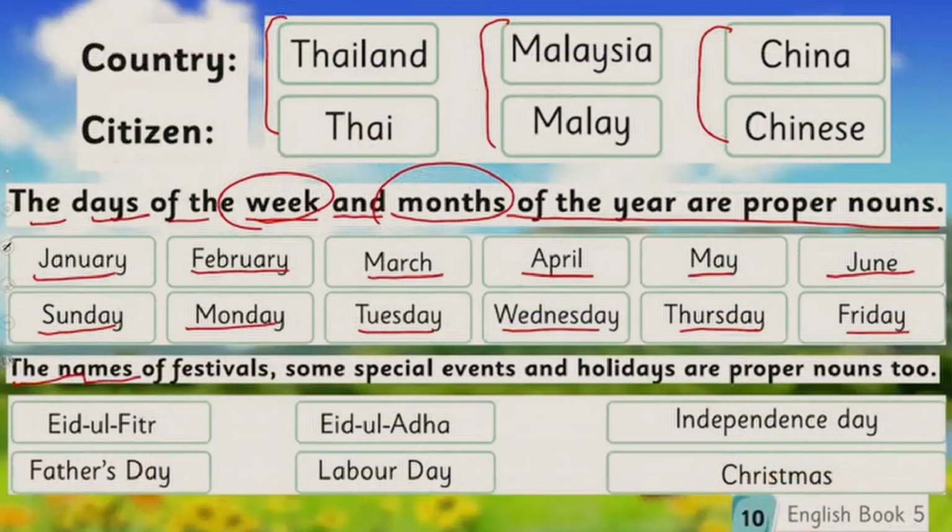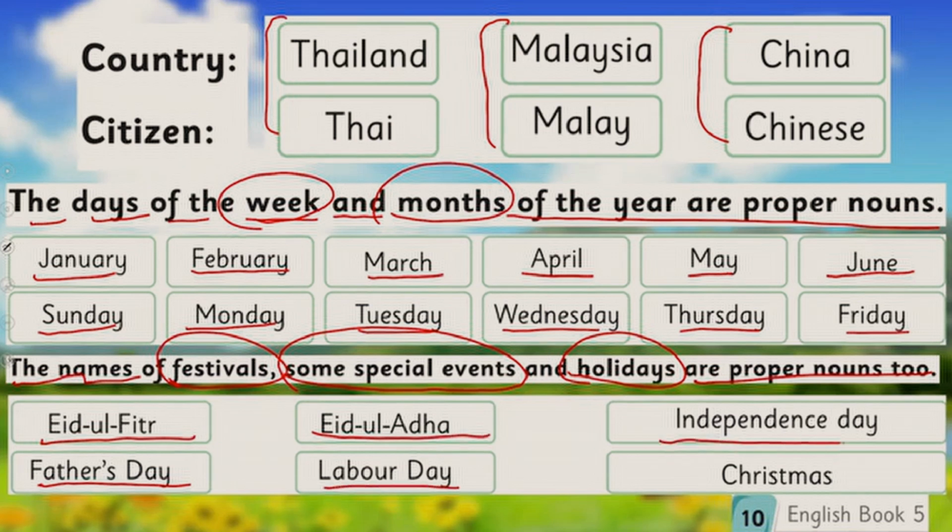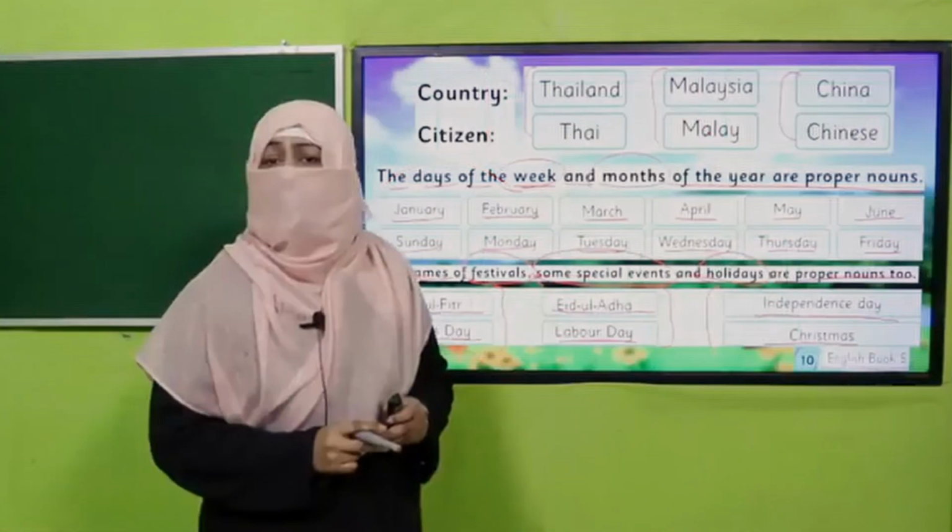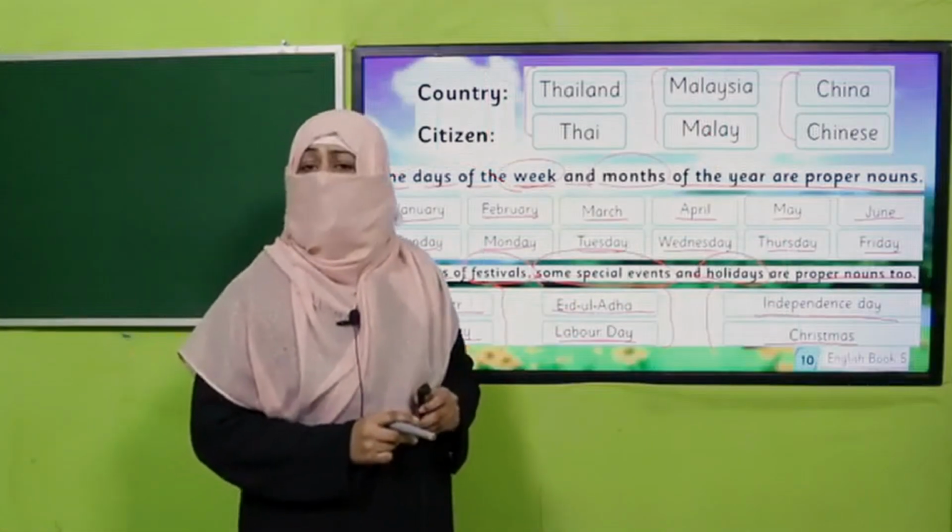The names of festivals, some special events and holidays are also proper nouns. Eid al-Fitr, Father's Day, Eid al-Adha, Labor Day, Independence Day, Christmas, all are the names of different festivals or special events or holidays. So all are written with capital letters and all are proper nouns.